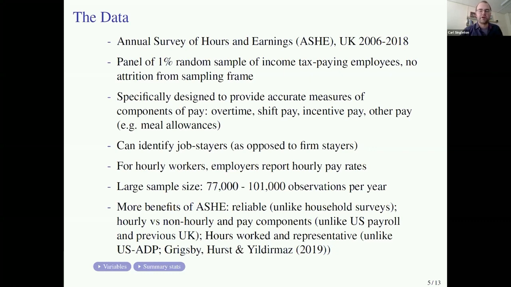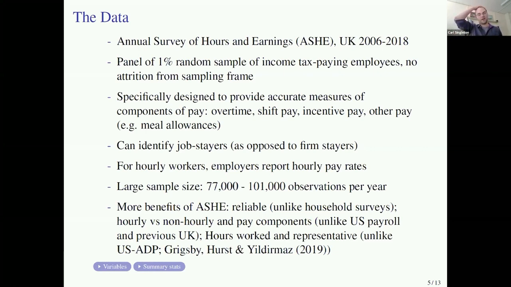So the ASH, we're only going to use it since 2006, even though it's been running in various forms since the 70s. We only use it since 2006 because of data consistency reasons, and we want to be very confident that what we're measuring year to year for these workers is robust and accurate wage changes. So we're only going to focus on this particular 2006 to 2018 period.